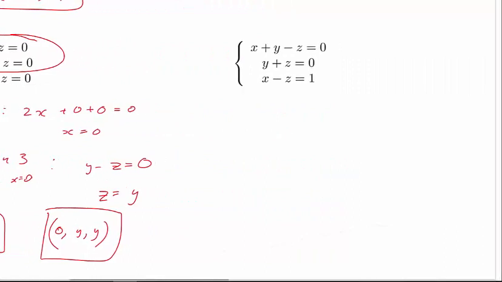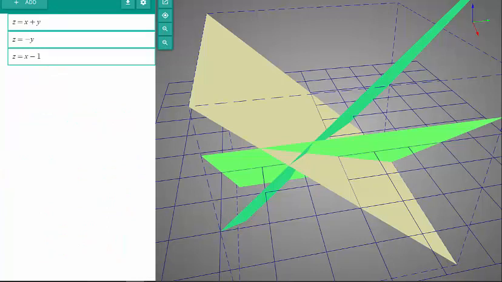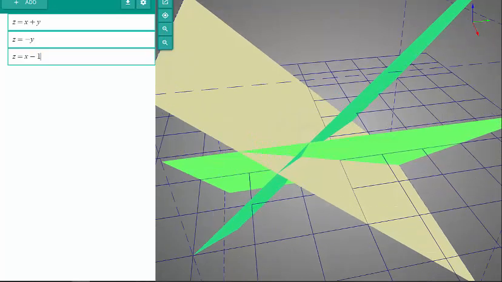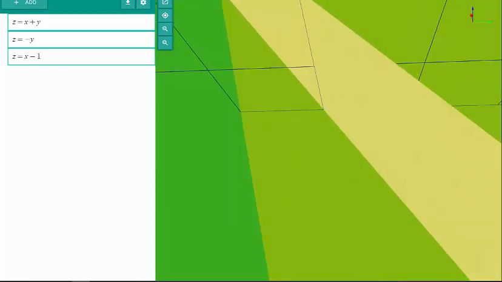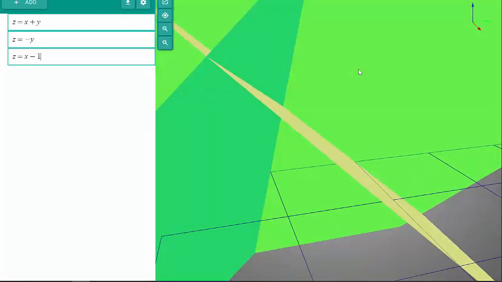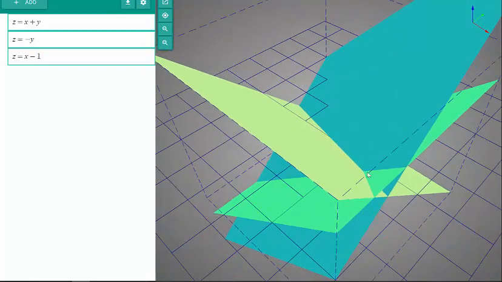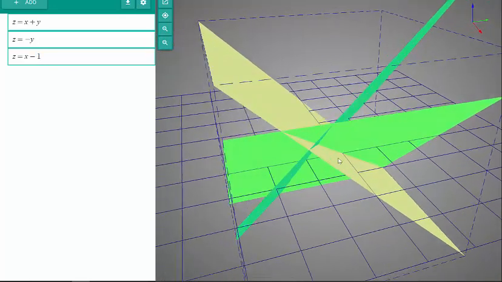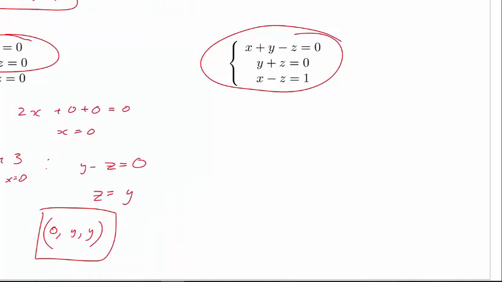Okay, so let's move on to this last one here. Here we have the final set of equations of the handout, which gives us this graph here. You can see that it has a point that satisfies all 3 equations. So let's go ahead and find that using the algebra.